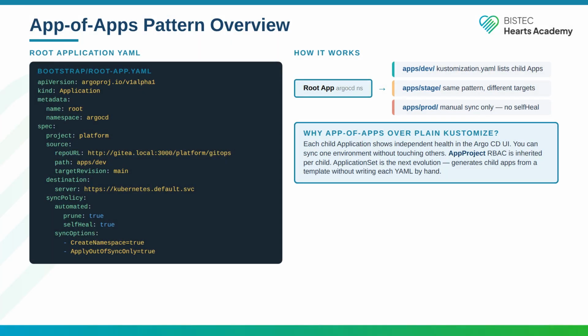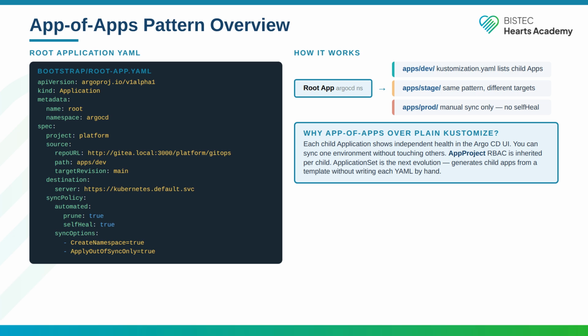The app of apps pattern solves the problem of managing many Argo CD applications declaratively. Without it, you create applications by hand through the Argo CD UI or CLI, and there is no audit trail or version control for that process. With app of apps, one root application points at a directory of child application manifests. When you add a file to that directory, Argo CD creates the child application automatically.